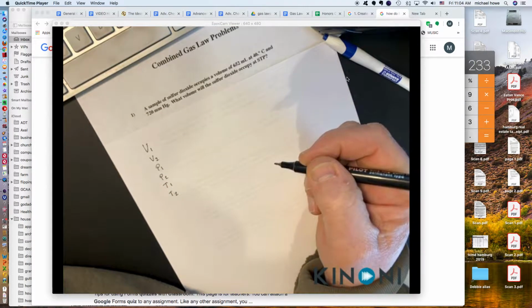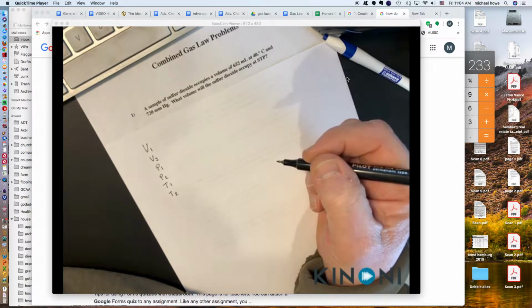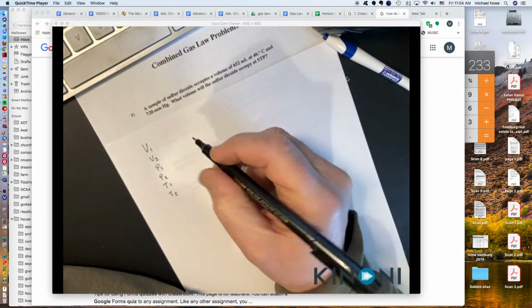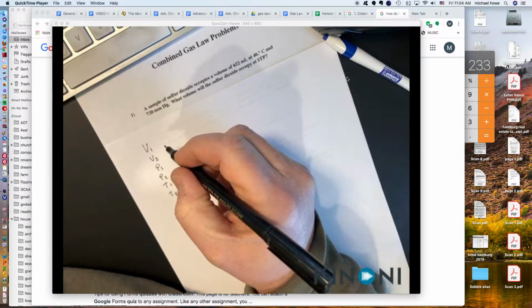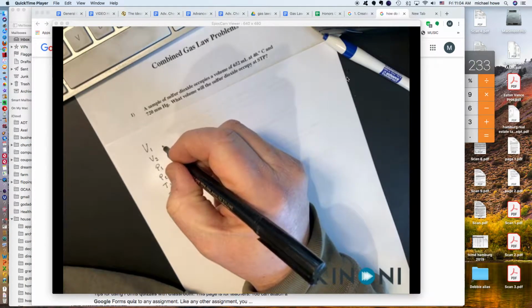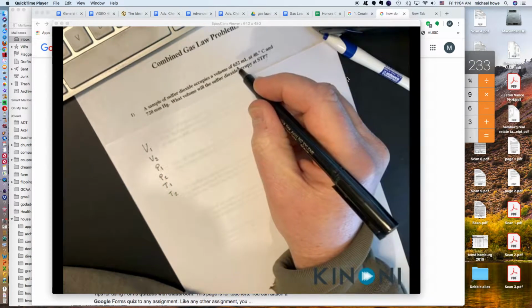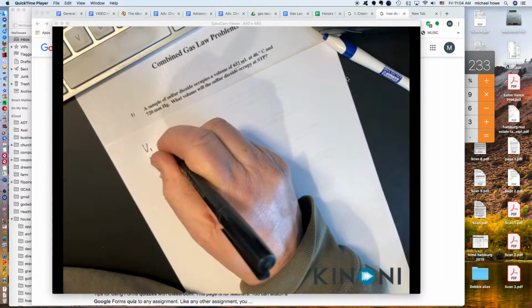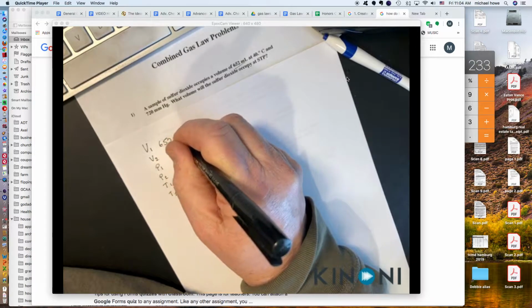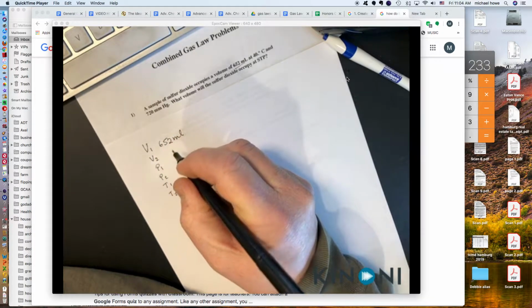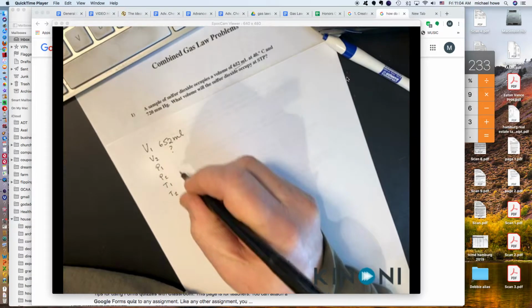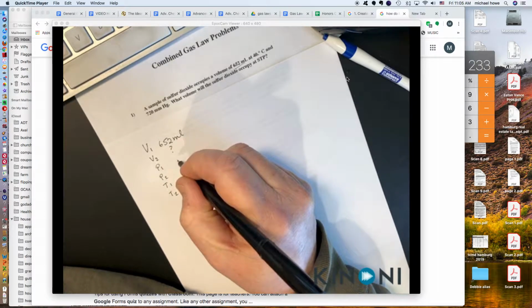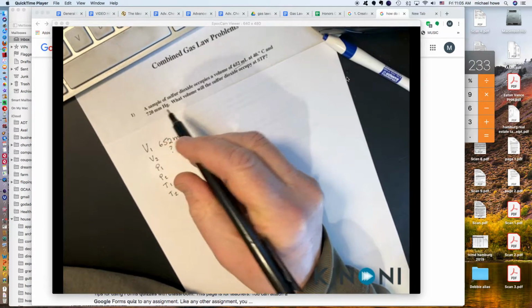I'm going to work it two ways. You can use whichever way you're more comfortable with. For both techniques, though, you have to make this little table. So our volume 1 is 652 milliliters right here. We don't know what volume 2 is going to be, so put a question mark. Pressure 1 is 720 millimeters of mercury.